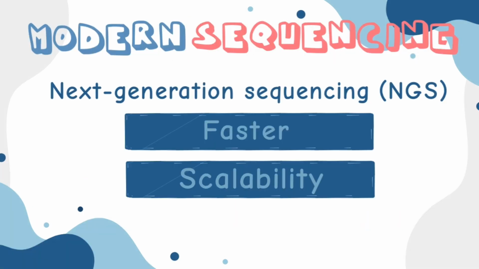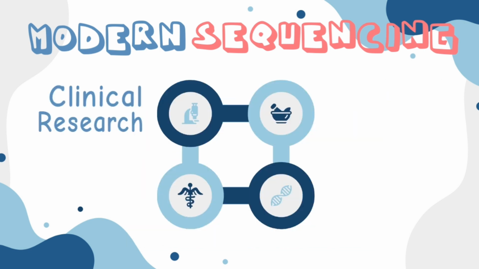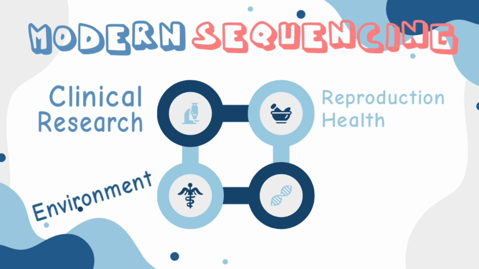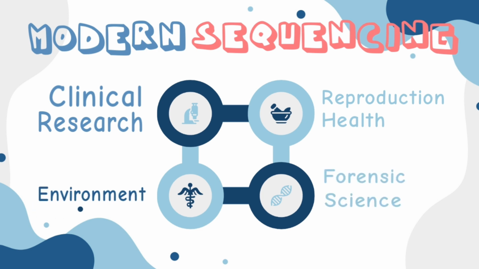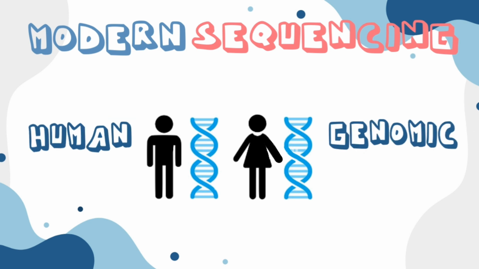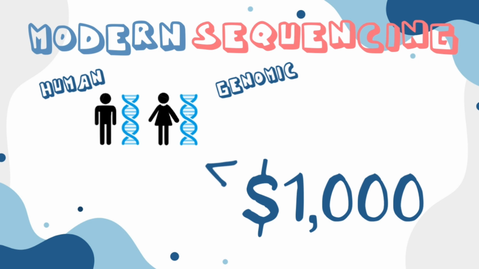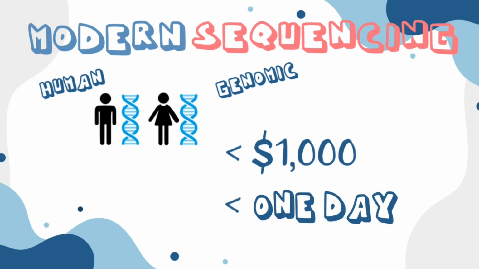The next generation sequencing provides ultra-high throughput, scalability, and speed. Currently, next generation sequencing plays a huge role in clinical research, reproductive health, environmental, and forensic science. The cost of sequencing for a complete human genome is now down to less than $1,000, allowing the entire human genome to be sequenced in less than 1 day.